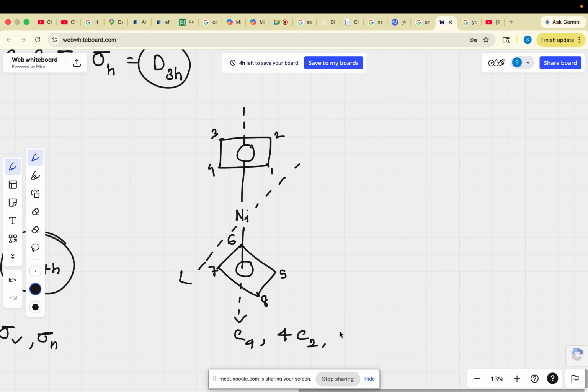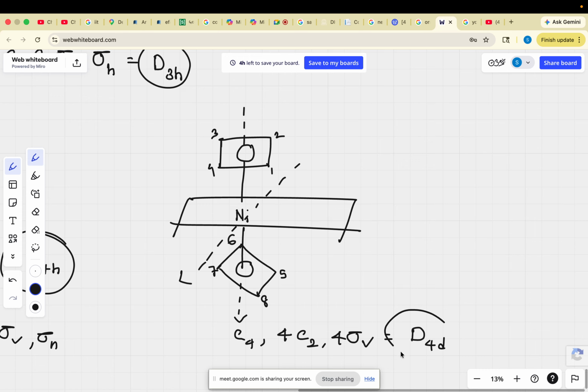Sigma v is also present, so you will get 4 sigma v, but sigma h is not present. Why? Because if you pass a plane perpendicular to this C4 axis, the upper ring is not the mirror image of the lower ring. So you have C4, 4C2 and 4 sigma v. That will lead to the D4d point group.